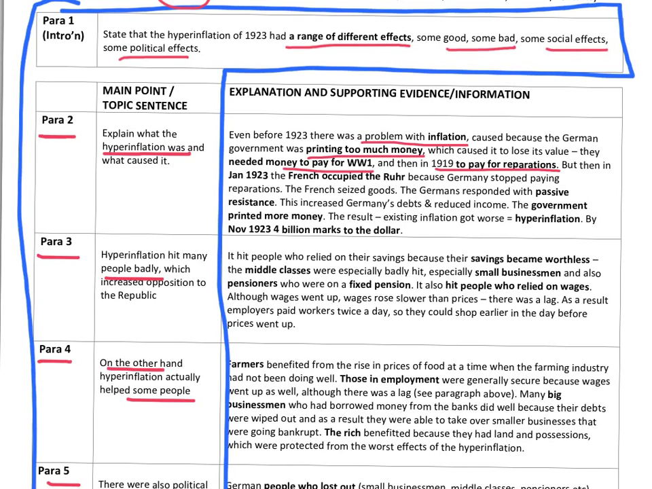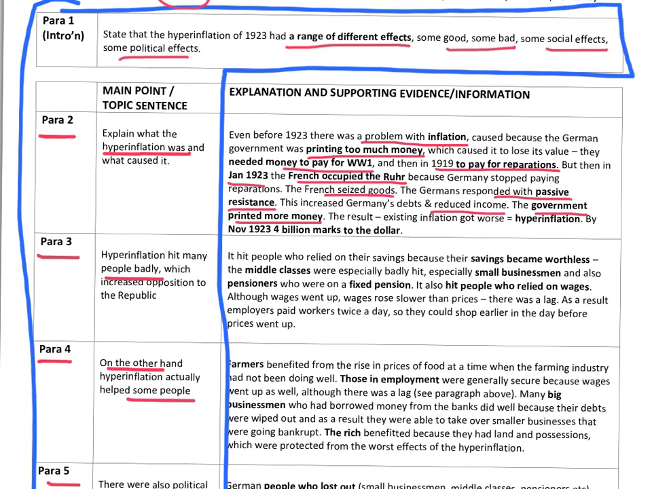Now, what then happened in January 1923 is the French occupied the Ruhr because Germany stopped paying reparations, and the French seized the goods that were produced in this, the biggest industrial region of Germany. The Germans responded with passive resistance. They basically went on strike. The factories stopped producing. As a result, there was a shortage of goods and there was reduced income for Germany. And so the government responded by printing more money.